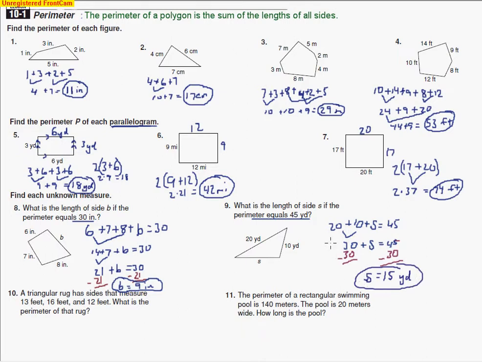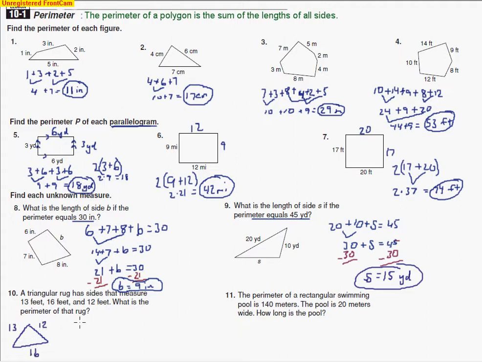Now look at the next one here. It's a word problem. It says a triangular rug has sides that measure, and then they give you the different measurements. What is the perimeter of the rug? So if you're unsure, draw a picture. There's our triangular rug. This side we'll call 13, this side we'll call 12, this side we'll call 16.